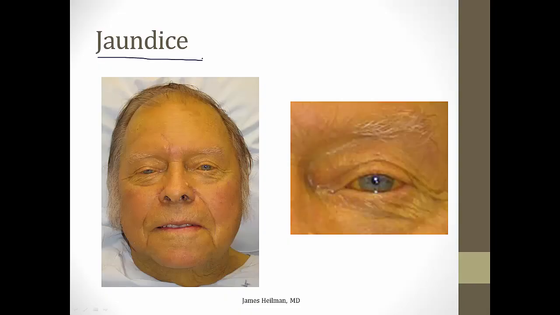Jaundice is a yellowish color to the skin, as you can see on this man's face. You can also find it in the sclera of the eyes, as you can see in the zoomed in picture here on the right. You can get this obviously in liver and biliary disease where you cannot excrete bilirubin, but in the setting of hemolysis, you get it because of overproduction of unconjugated bilirubin.